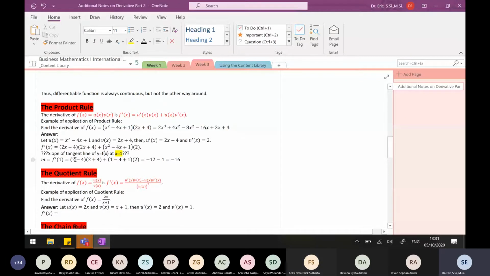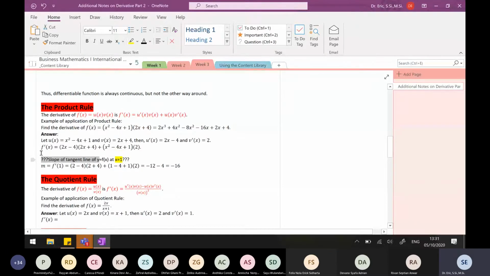Okay, this is another question. So if you are asked, what is the slope? And this is the answer.